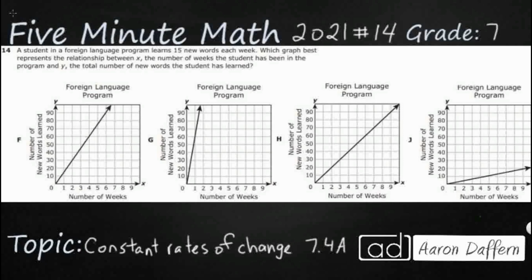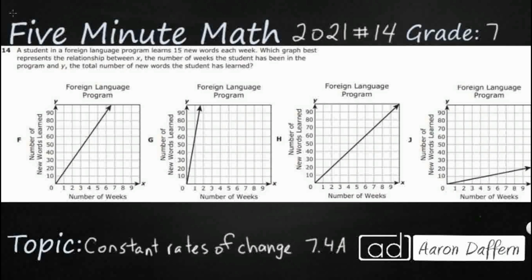Today we are looking at the 7th grade concept of constant rates of change. This is standard 7.4a in the great state of Texas, and we are using item number 14 off the 2021 released STAAR test. If you have not done so already, please go ahead and take a moment to pause the video, work this problem out on your own, unpause it, and then we will look at our answers together.